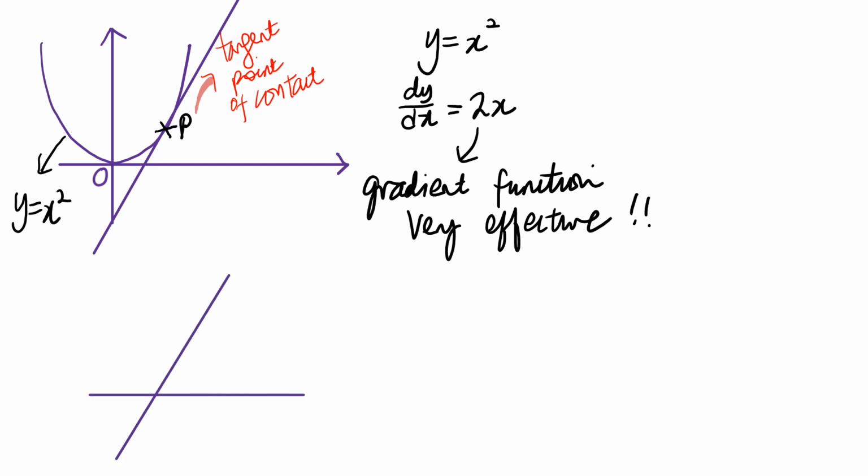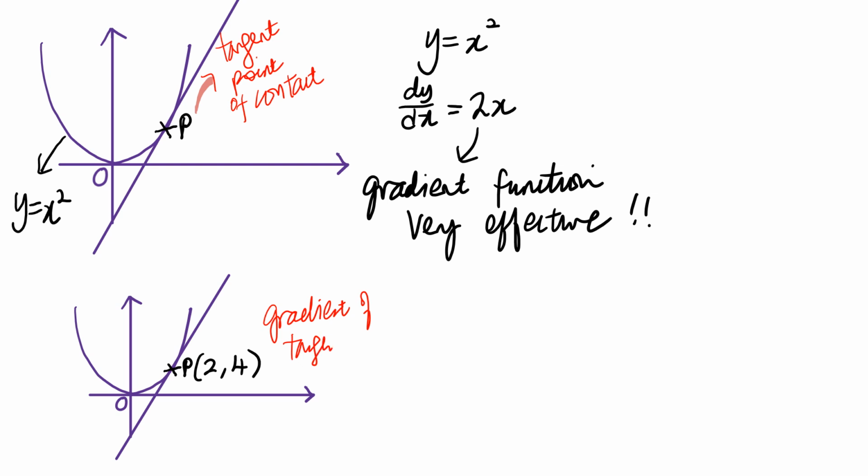So for example, if you want to find the gradient of the tangent line at point P, you just have to substitute into this 2x that we found earlier. You just substitute your x to be 2, because the x coordinate of point P is 2.